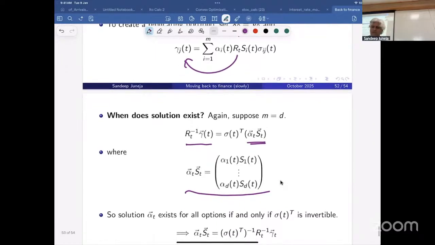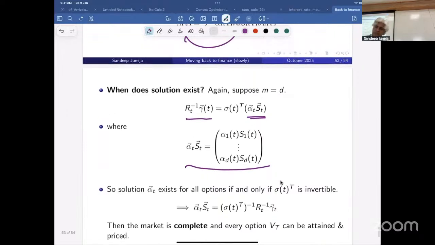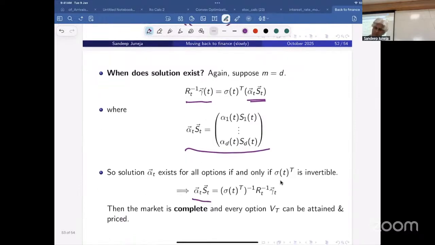So I want to find alpha_t. I can find it if sigma_t transpose is invertible, and I can find it for every option price process. Every option I can price if sigma_t is invertible. For the market to be complete, I should be able to replicate each and every option. So a necessary condition is that sigma_t should be invertible. And once it's invertible, then indeed I can solve for alpha_t here. So that's also a sufficient condition for the market to be complete.